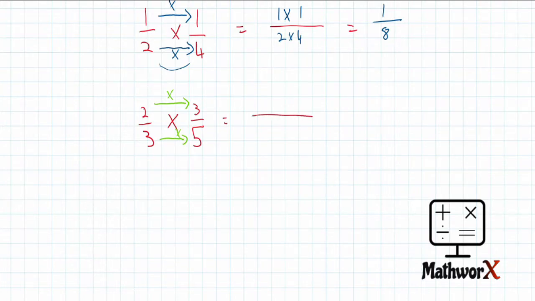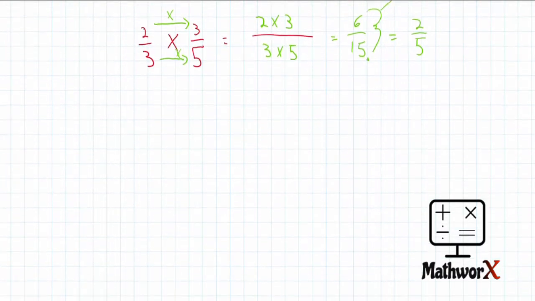It's equal to 2 times 3 all over 3 times 5. 2 times 3 is equal to 6. 3 times 5 is equal to 15. And that's also equal to 2/5. There's a common factor between these two here, which is 3. So 6 divided by 3 is 2. 15 divided by 3 is 5, therefore it becomes 2 over 5.